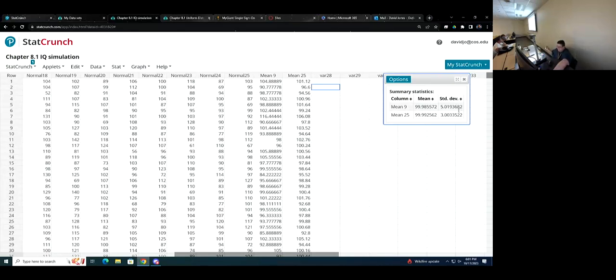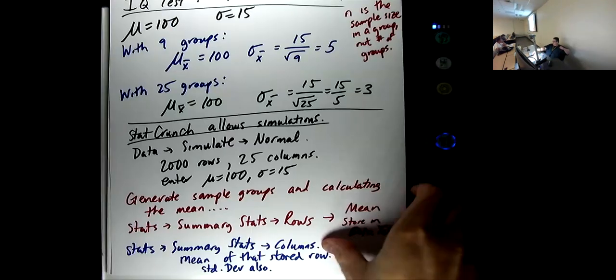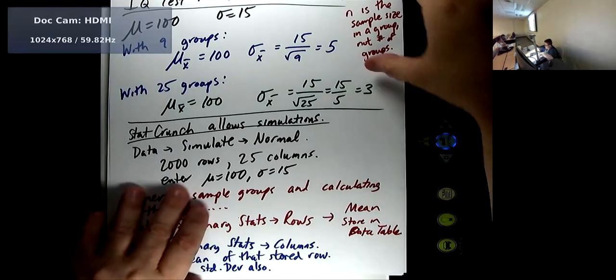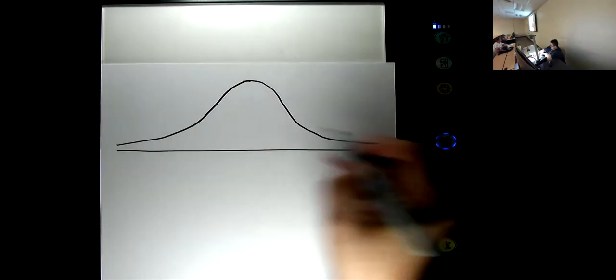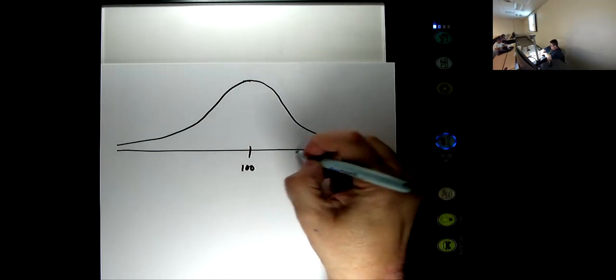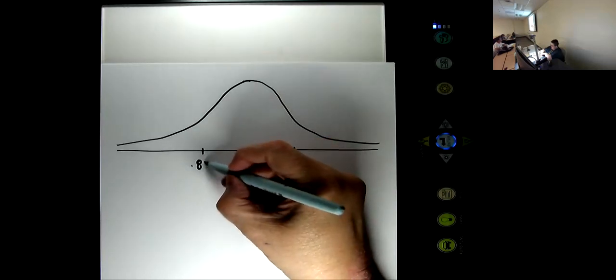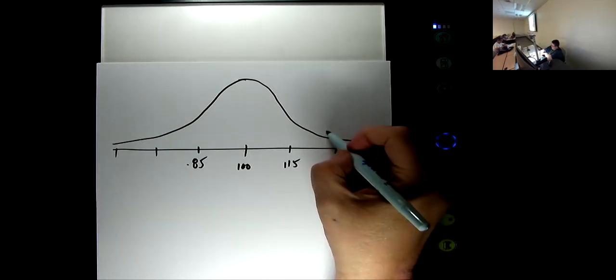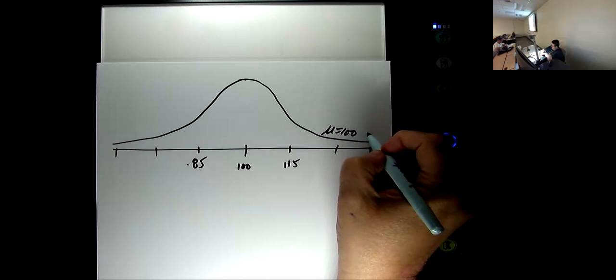I'm going to show that graphically, kind of like what's going on here, because this is helpful to see. The IQ distribution is like that. We had 100 in the middle here. This is 115. And this is 85. And we have more clicks going outward. This is mu equals 100, standard deviation equals 15.